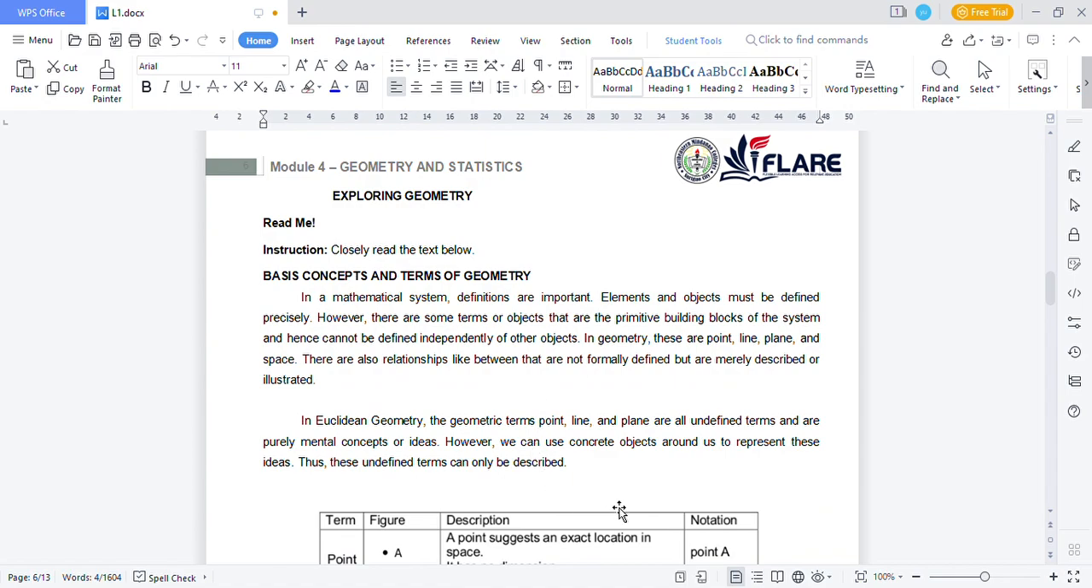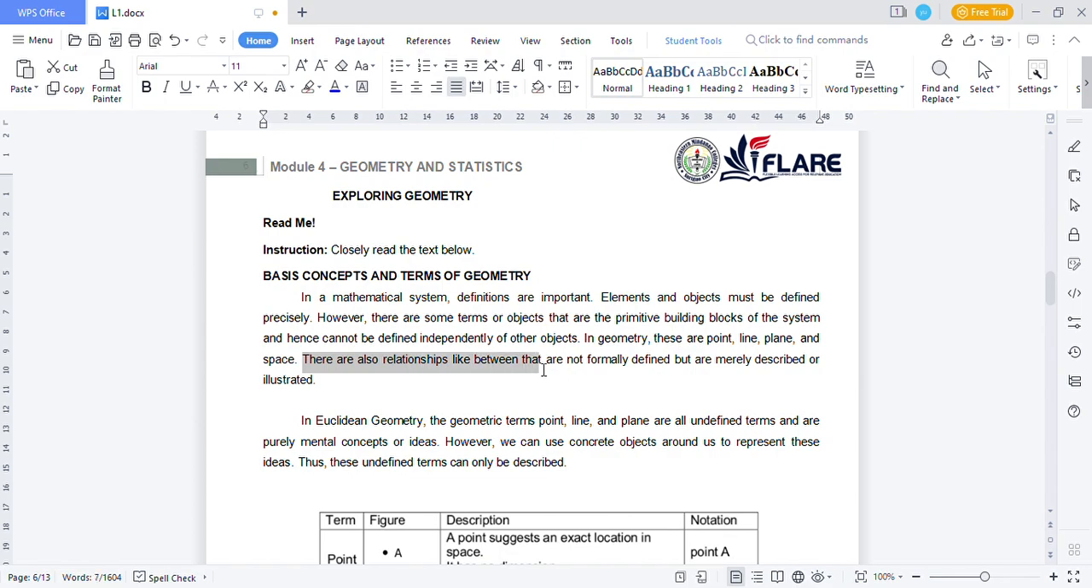So let's discuss first the concepts in terms of geometry. In a mathematical system, definitions are very important. We need to know the definitions of these things so that we can understand each term. Now, elements and objects must be defined precisely. However, there are some terms or objects that are the primitive building blocks of the system and hence cannot be defined independently of other objects. In geometry, these are the point, line, and plane. And we also have the space.